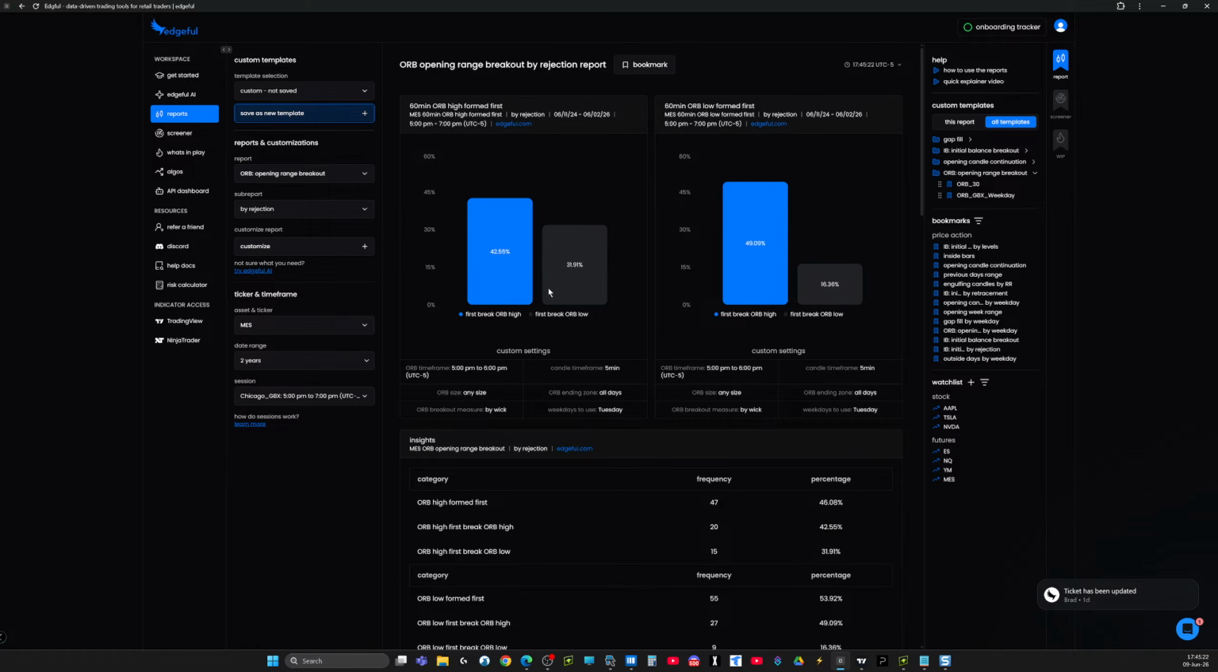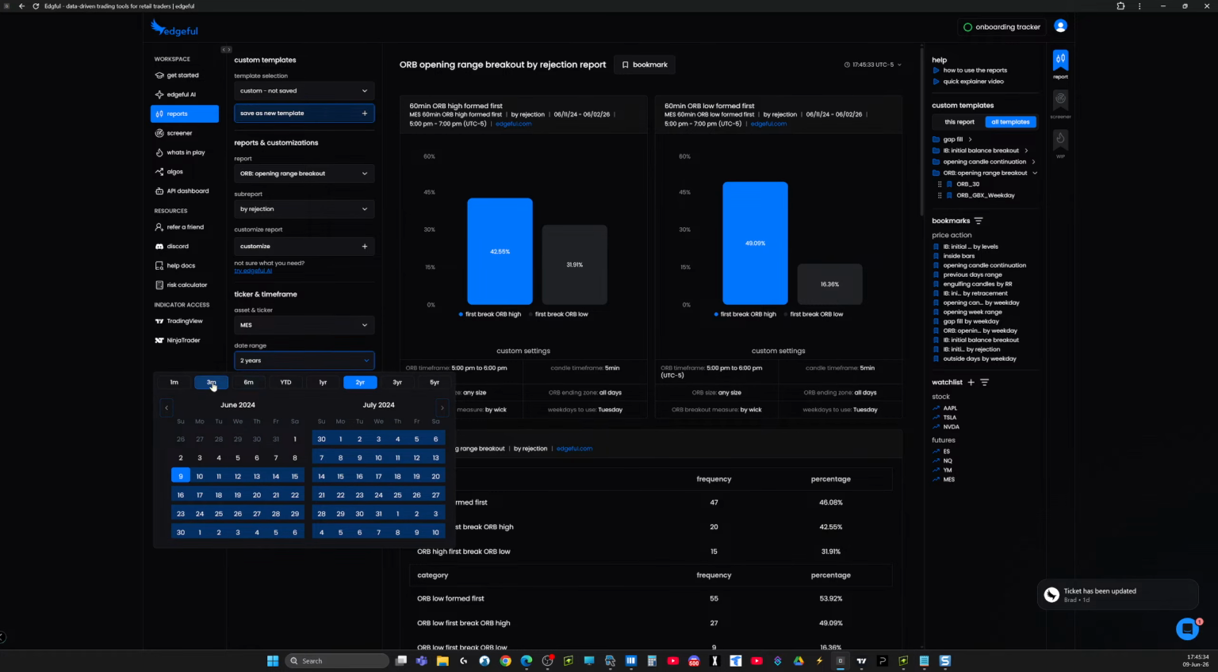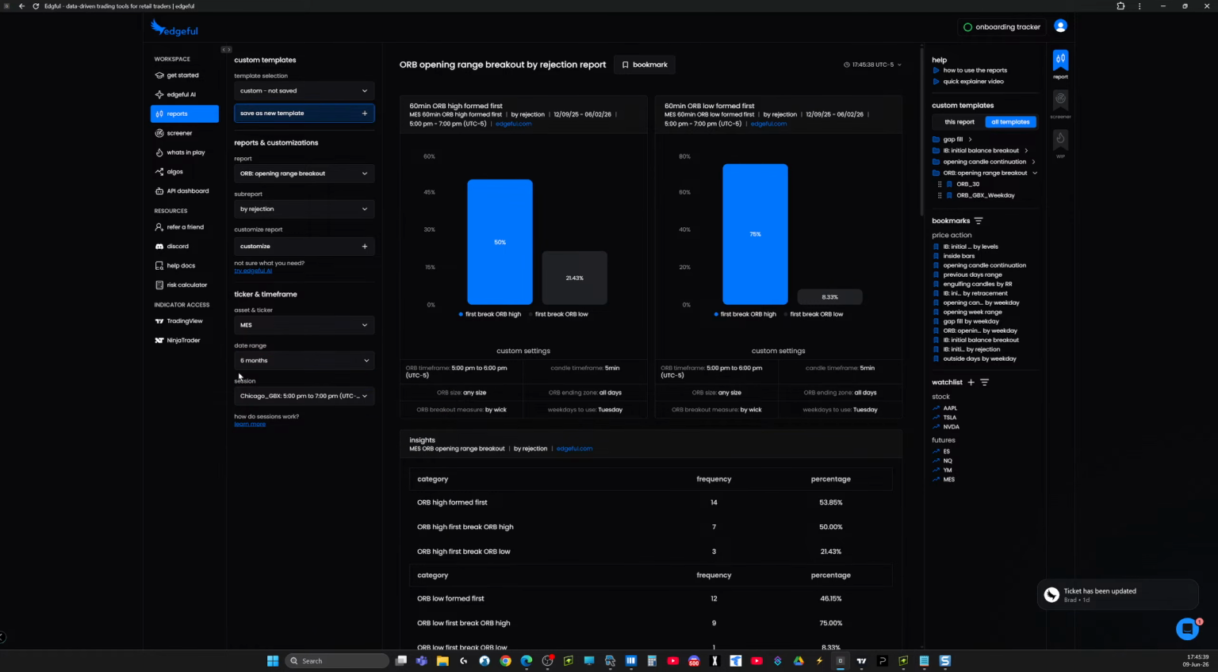That's more expected behavior. So that's pretty flippin' weird. What do I think? I think it's weird because, if I look at 6 months, if I look at this data and this formed first, I'm going to expect the opening range high to break first.